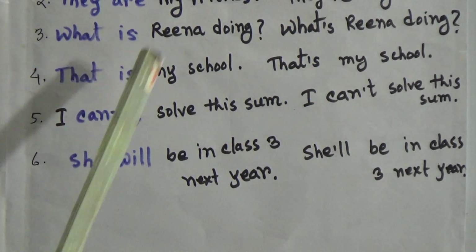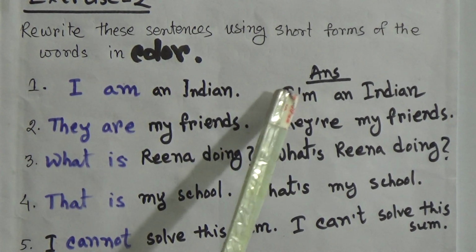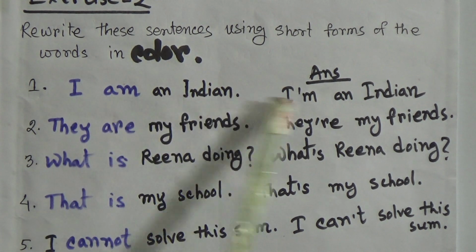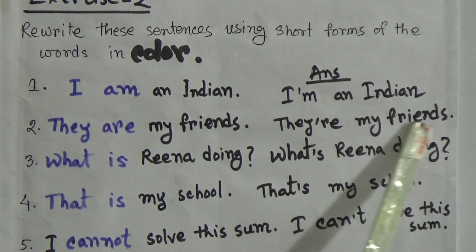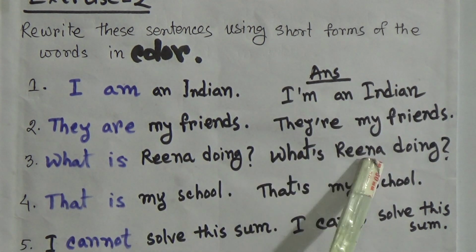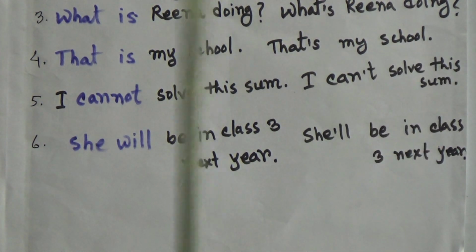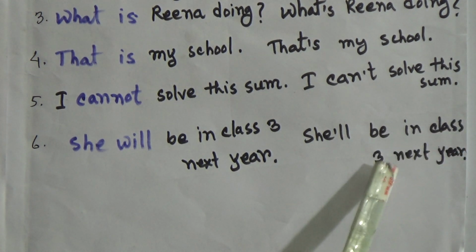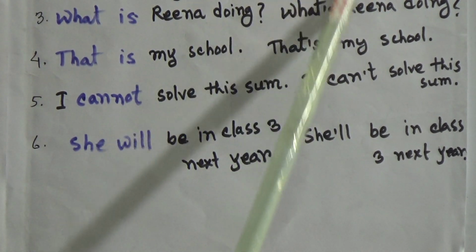Okay. In color, that means you have to rewrite. Rewrite means you have to write the full sentence using short forms. I'm Indian. They're my friends. What's Rina doing? That's my school. I can't solve this sum. She'll be in class 3 next year. Okay. That means this is long form and this is short form.